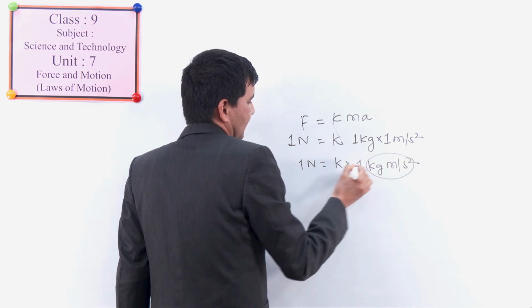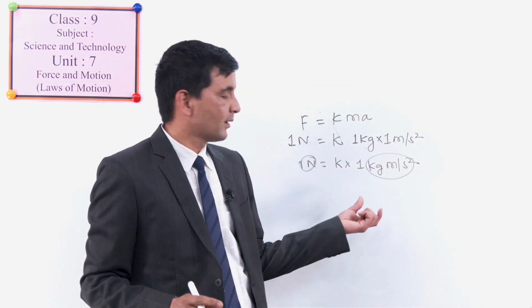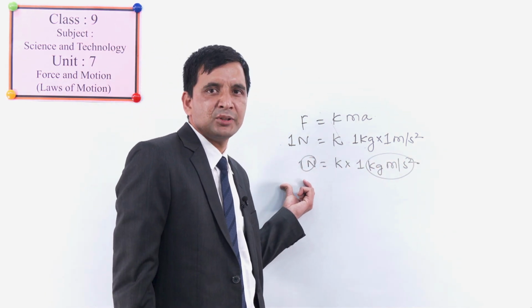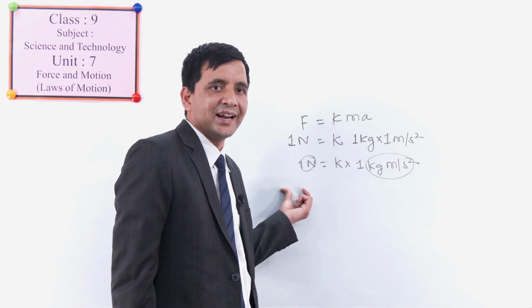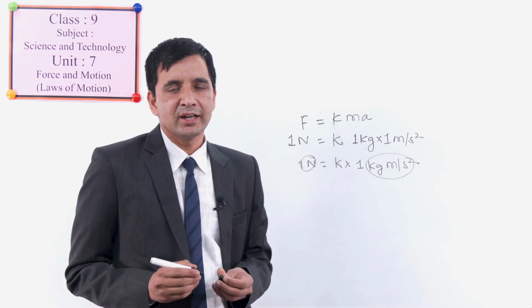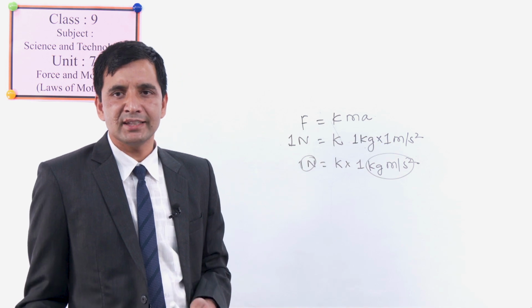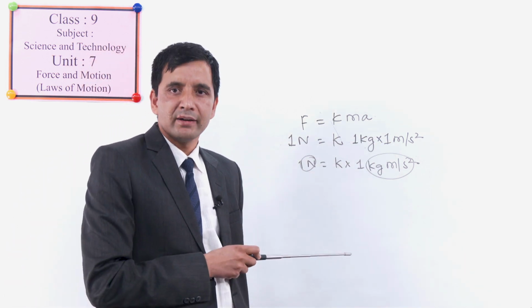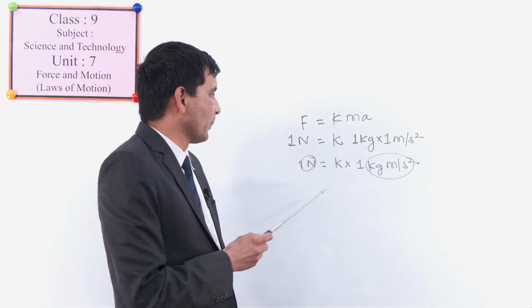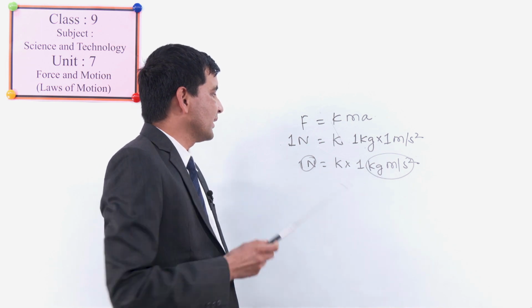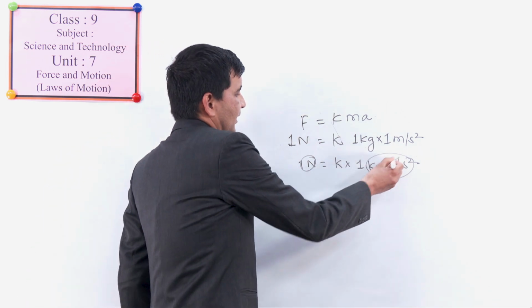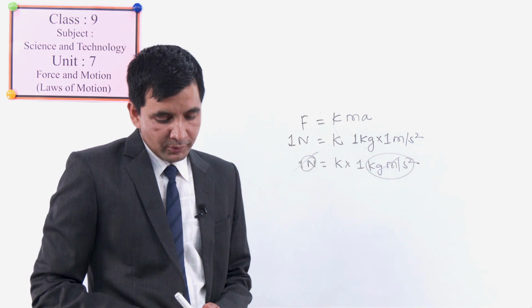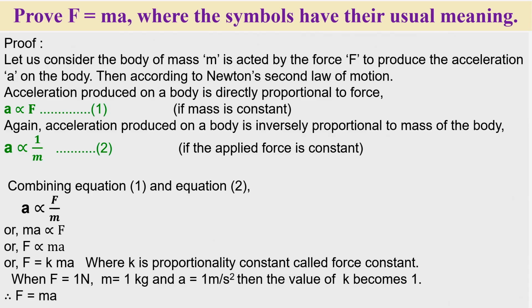As you know, kg meter per second square and Newton, these two are the same unit, the only difference is that Newton is expressed in terms of fundamental units. Kg, meter and second all are fundamental units. So when these two units are equal, they get cancelled. So the value of k becomes 1. And if we replace the value of k equal to 1, then we get the final expression F is equal to m into a.